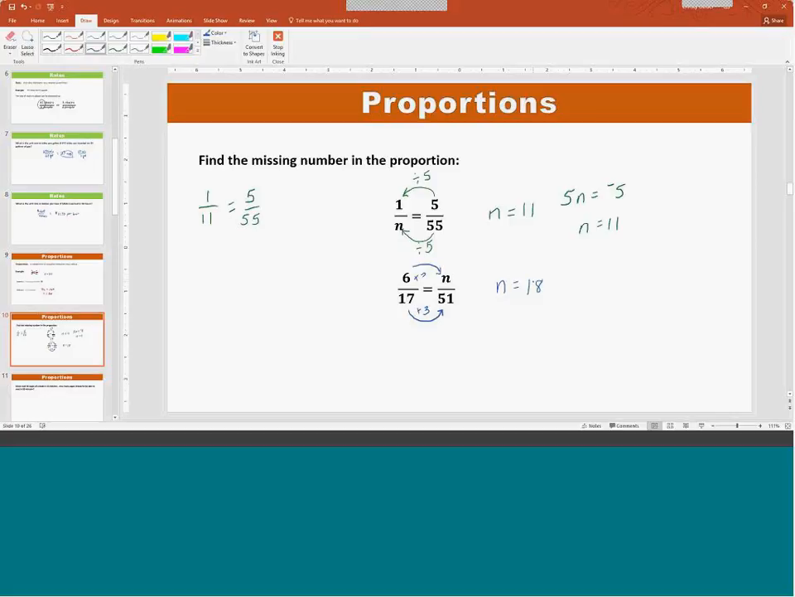Again, you could also cross-multiply. So cross-multiply and do 6 times 51, which gives you 306, is equal to 17 times n. If you divide 306 by 17, you'll get that n is equal to 18. This method should give you the missing value in your proportion.